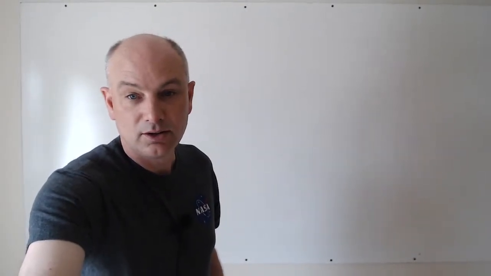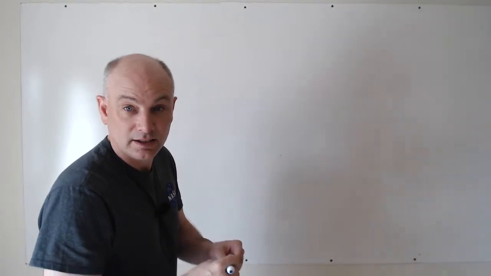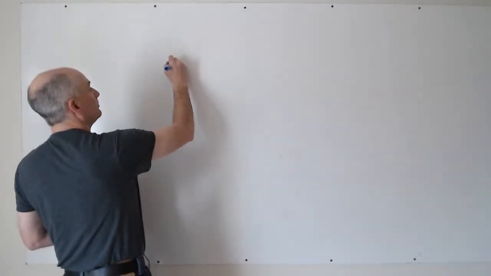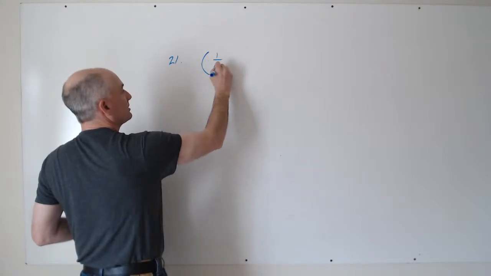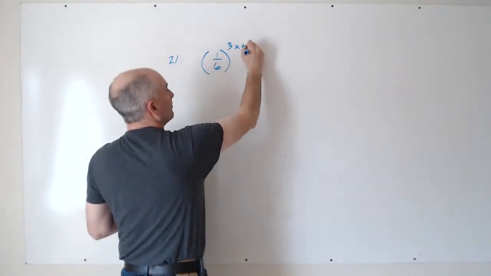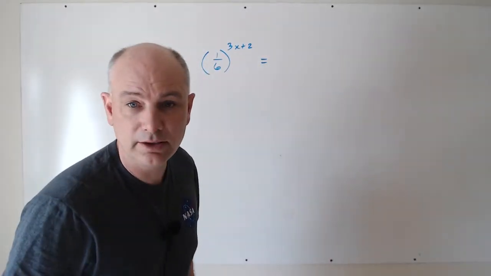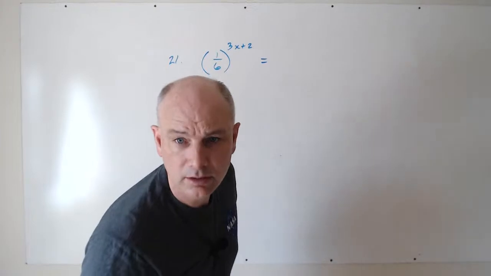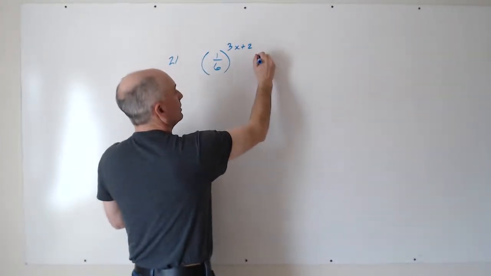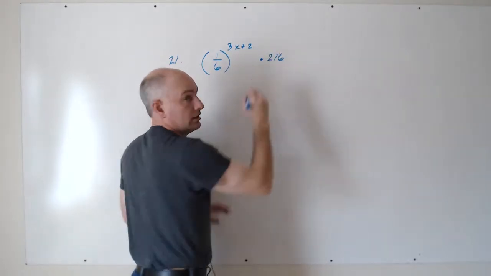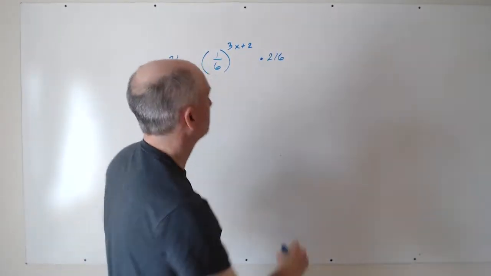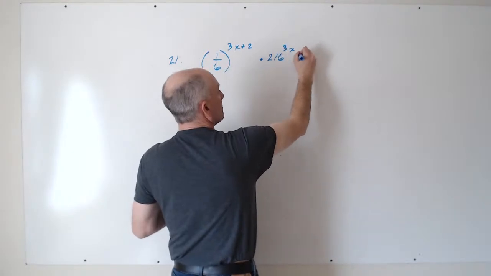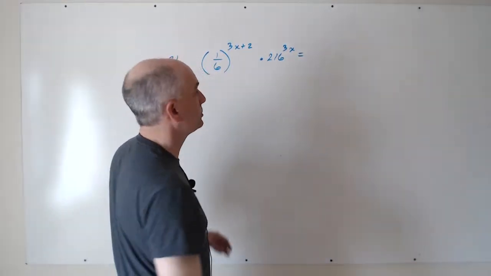Okay, looking at problem 21. Oh yeah, this one looks like it's a little involved, isn't it? All right, so in 21, we have 1/6, must be something with sixes on this today, to the 3x plus 2, is then equal to the other side. We have 216, or times, missing one thing, times 216 to the 3x is then equal to 1 over 216.